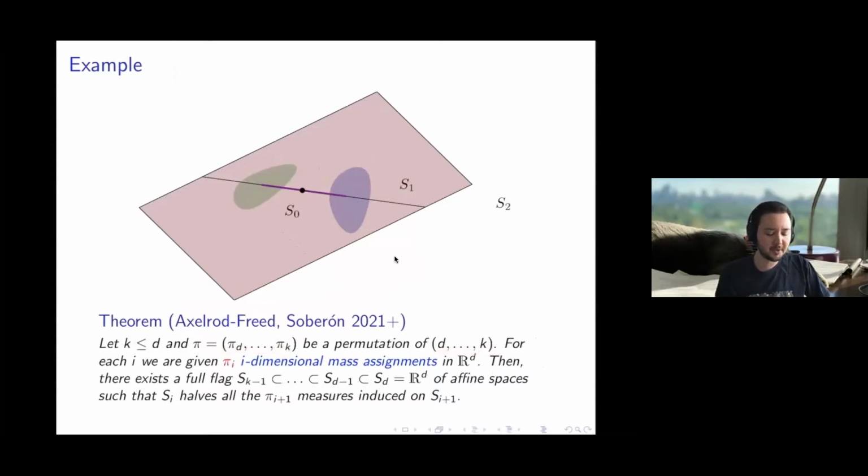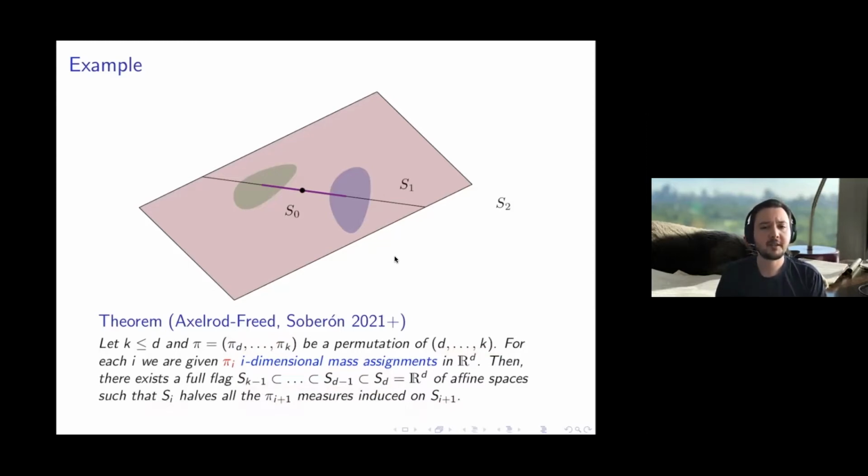So I take a permutation of the numbers d, d minus 1, d minus 2, up to k, and I give you p_d measures, p_{d-1} (d minus 1)-dimensional mass assignments, up to p_k, k-dimensional mass assignments. Okay, so if I permute the numbers, I would be able to split trivially by using ham sandwich, ham sandwich, ham sandwich, ham sandwich. And then you're going to find a full flag of affine spaces so that each of them has all the measures on the next one. And this is the first result. I'm going to show you the proof.